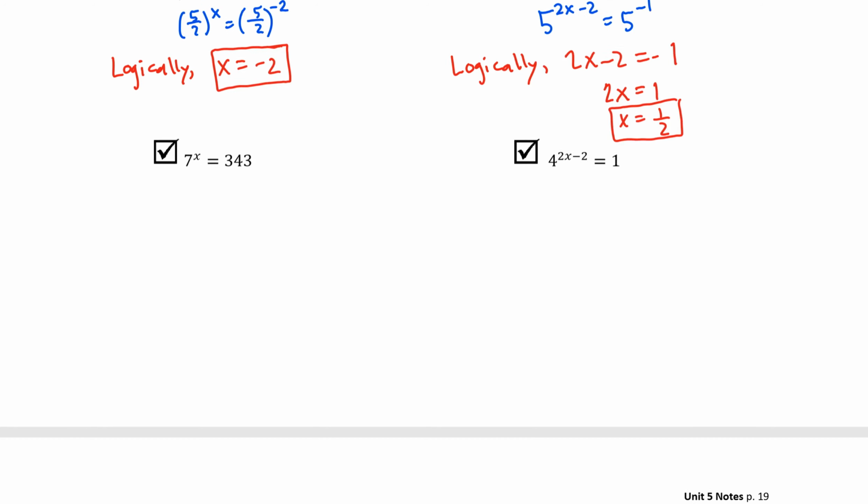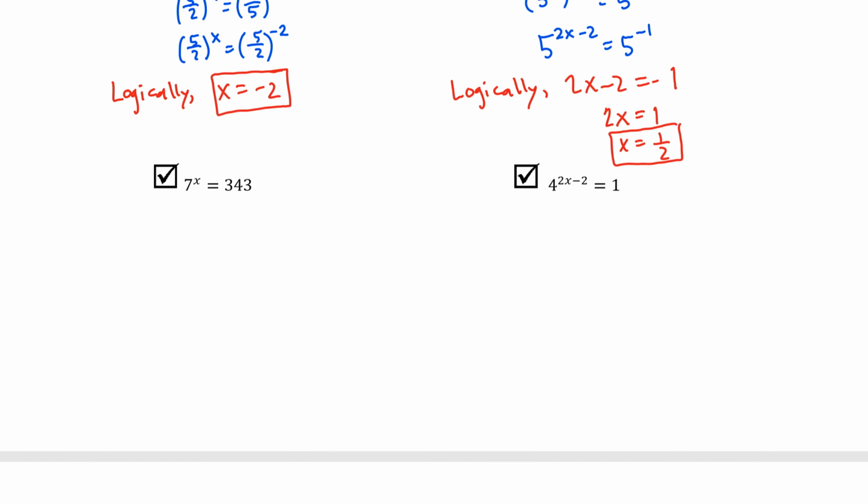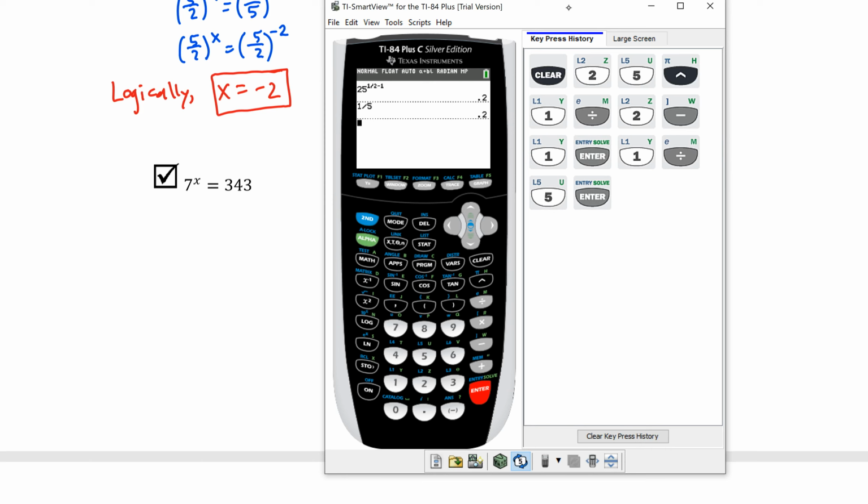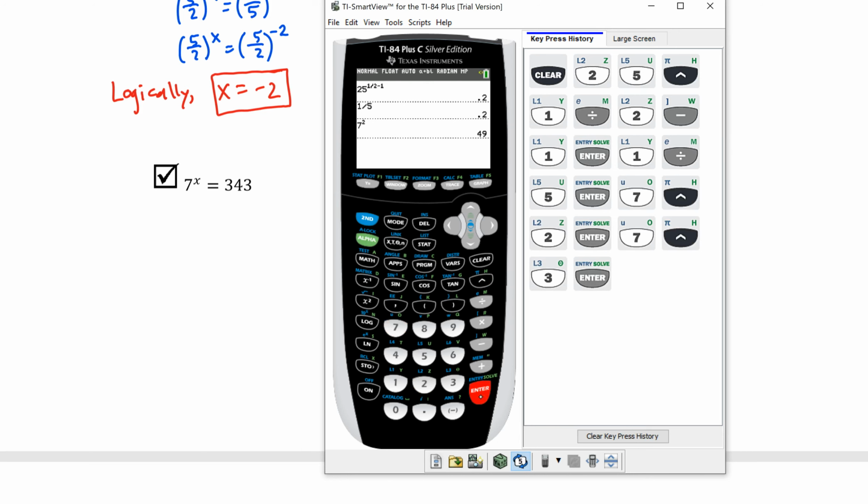So looking at 7 to the x equals 343, our goal here is to get like bases. Since 7 is prime, the only like base that would be a potential like base here is 7. Now, you may not be familiar with the powers of 7. Maybe the first one, 7 squared is 49, but you can certainly use your calculator just to experiment with powers of 7 until you find the right one. Notice 7 to the 3rd power equals 343.